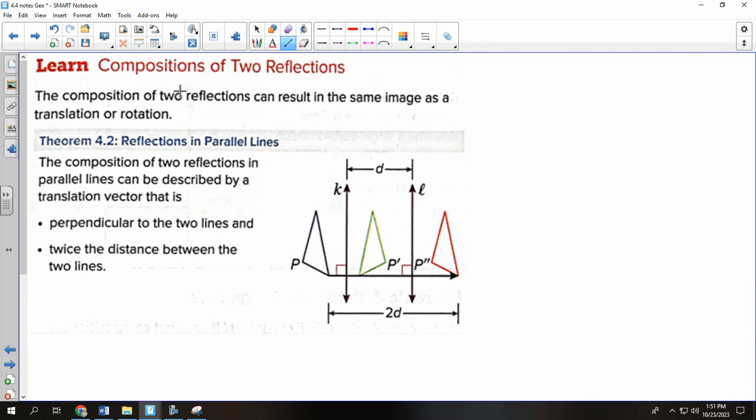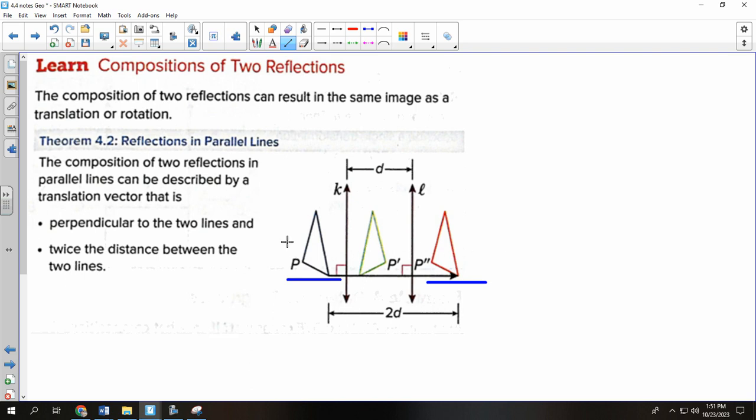So we can also combine 2 reflections. You just do one at a time. Reflections in parallel lines: the composition of 2 reflections in parallel lines can be described by a translation vector that is perpendicular to the 2 lines and twice the distance between the 2 lines. So if your lines are going this way, perpendicular would be this way. So if you start with P, you reflect it across K, and then you reflect it across L, it's going to orient your shape the same as it was before.